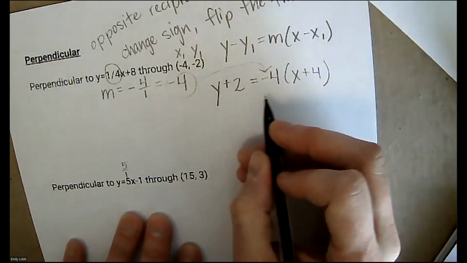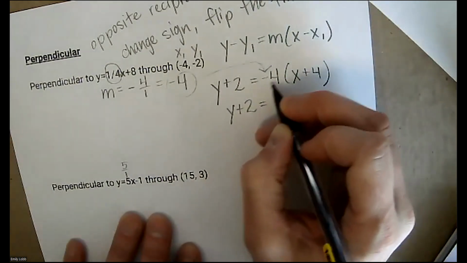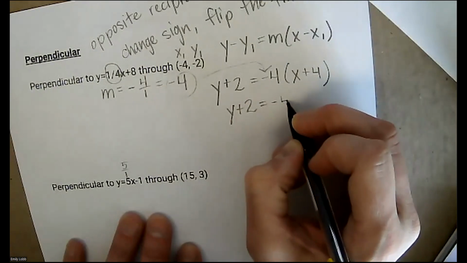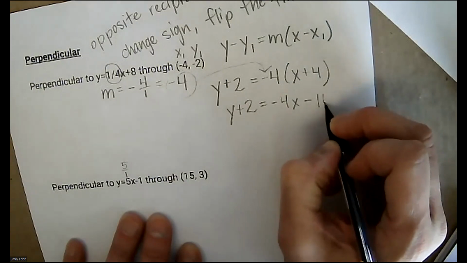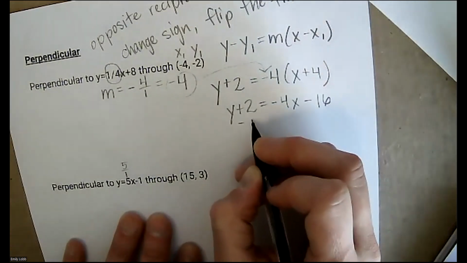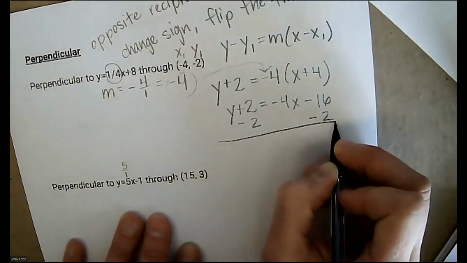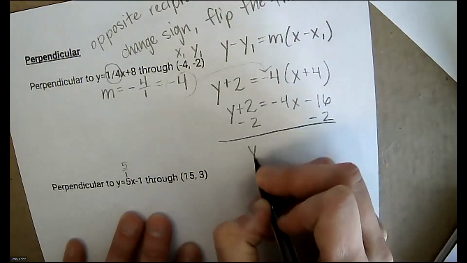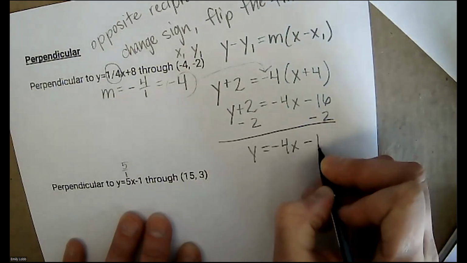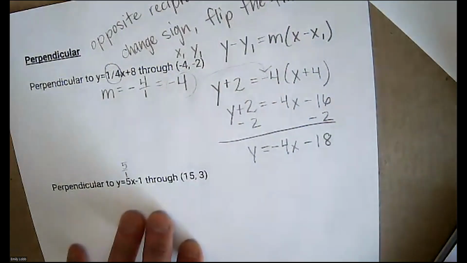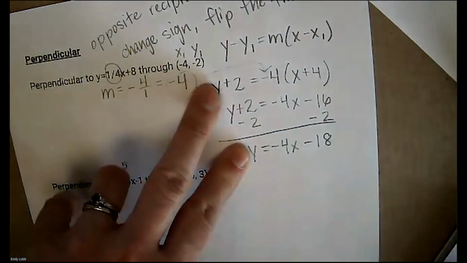And then if you'd like to continue on, you have y plus 2 is equal to distribute, right? -4x, and then -4 times 4 is -16. And then I simply am solving for y. So y is equal to -4x minus, it's getting more negative. So either one of these is totally fine with me.